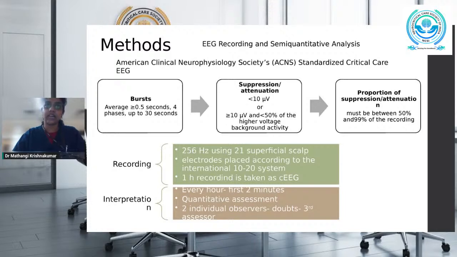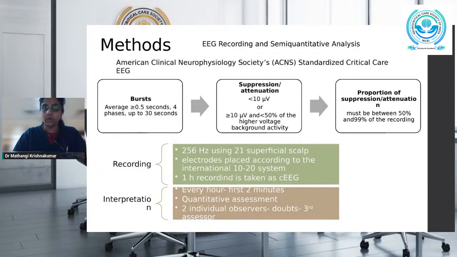So these were the criteria to define burst suppression in this particular study. The recording protocol was pretty standardized. They used 256 Hz using 21 superficial scalp electrodes according to the 10-20 recording system, and a minimum of 1 hour recording is taken as a continuous EEG recording. And during the 1 hour interval, the first 2 minutes was analyzed.